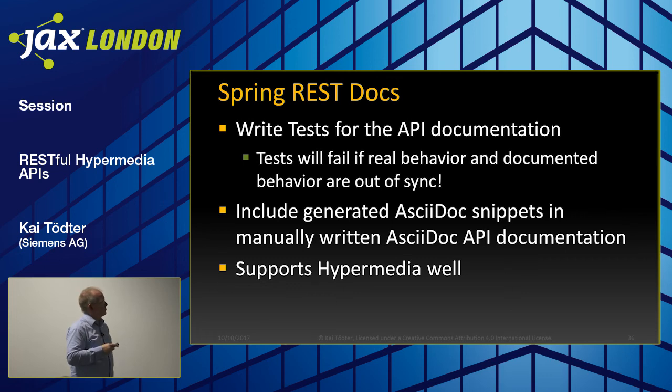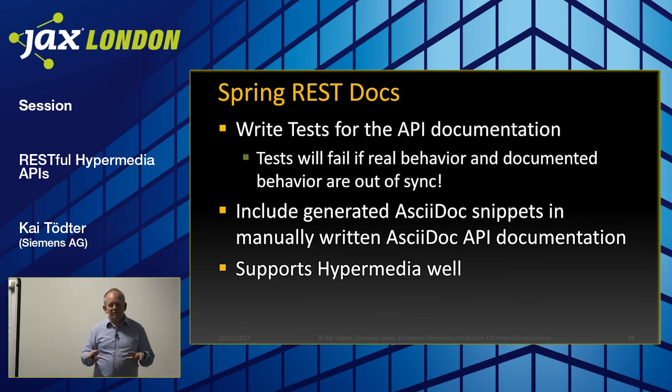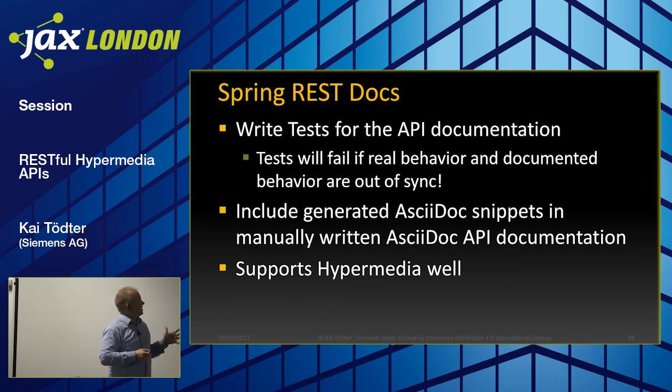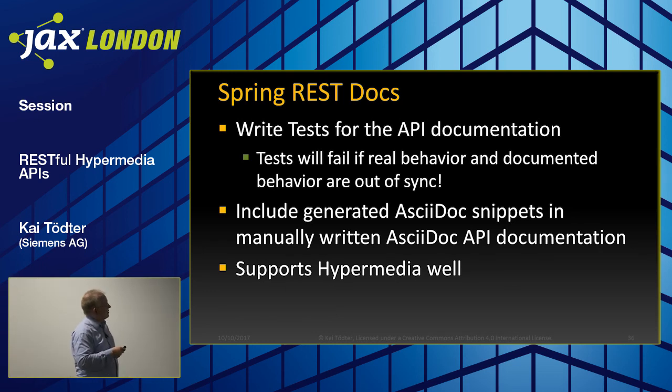So basically, how would you make sure that the API documentation is always in sync with the actual implementation? As a Java developer, no-brainer, you would write a test that tests this, right? And the idea of Spring REST Docs is to write tests against the outcome of the real call, and then make the documentation in the same step.